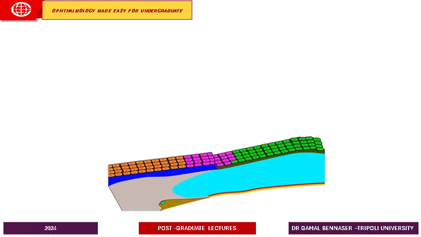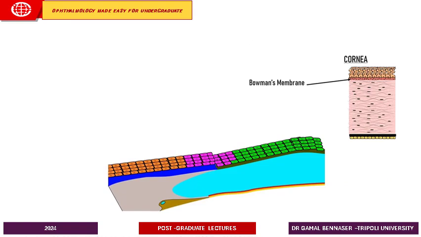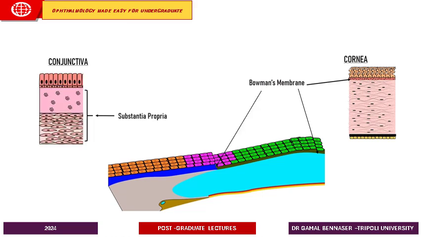Again, I will repeat this point because it is very important. As I said, this is the structure of the cornea, and this is the Bowman's membrane, and it terminates at the limbus and continues with the substantia propria of the conjunctiva, as you can see here. This is the substantia propria, in the blue color. This is the termination of the Bowman's membrane.